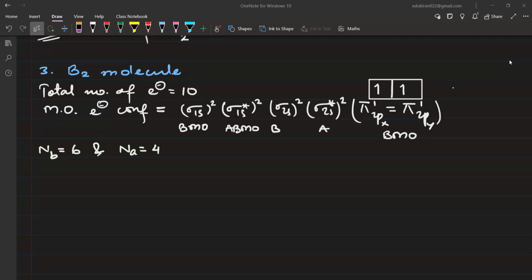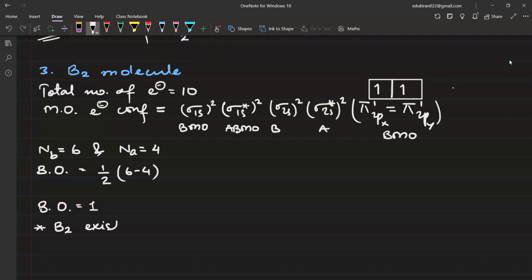After we have counted the number of bonding and number of anti-bonding, what we do next? Bond order. Bond order is equal to 1/2 into 6 minus 4. This will be equal to 1. 6 minus 2 is equal to 2 and 2 will cancel out. So bond order is equal to 1. So exist करेगा नहीं करेगा? Yeah. It will exist. B2 exists.